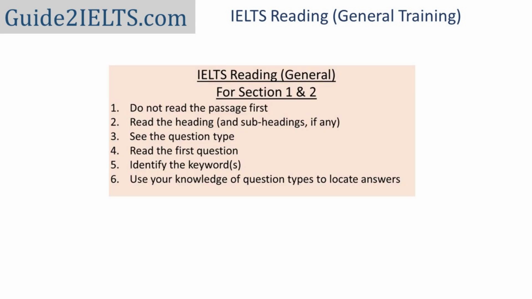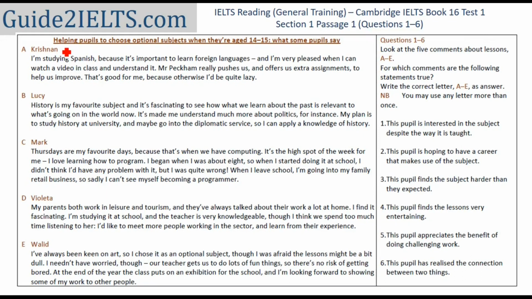When solving Section 1, it is recommended that you do not go through the passage first. No skimming required here. Instead, just look at the heading, see the question type, and depending on the question type, start looking for answers. The text that we have here says, helping pupils to choose optional subjects when they are aged 14 to 15, what some pupils say. Next, I look at the question types.